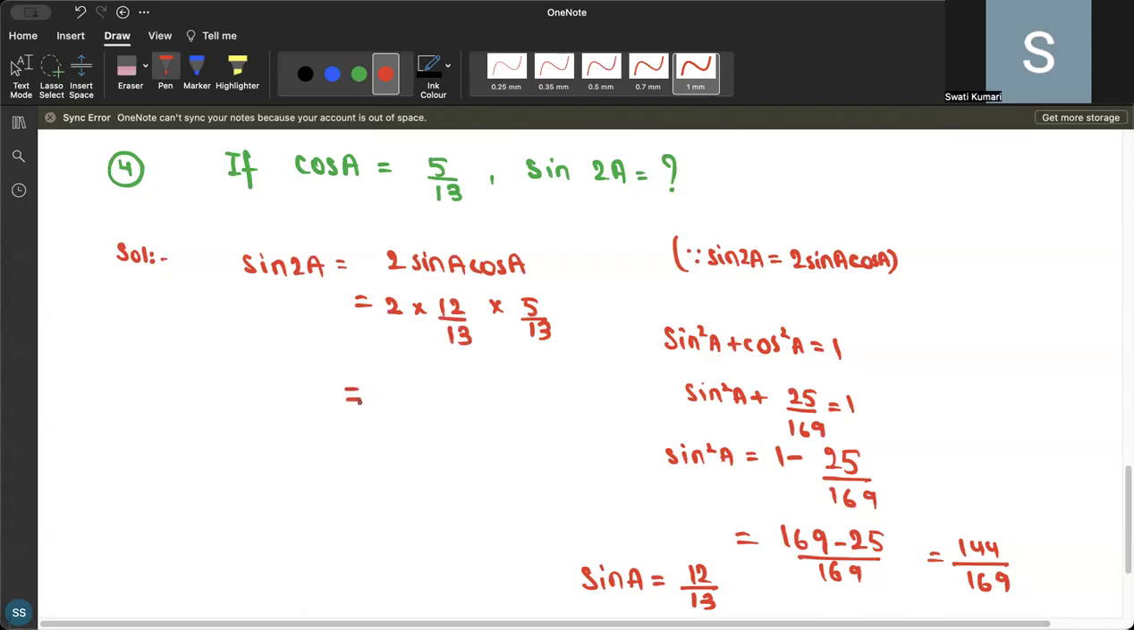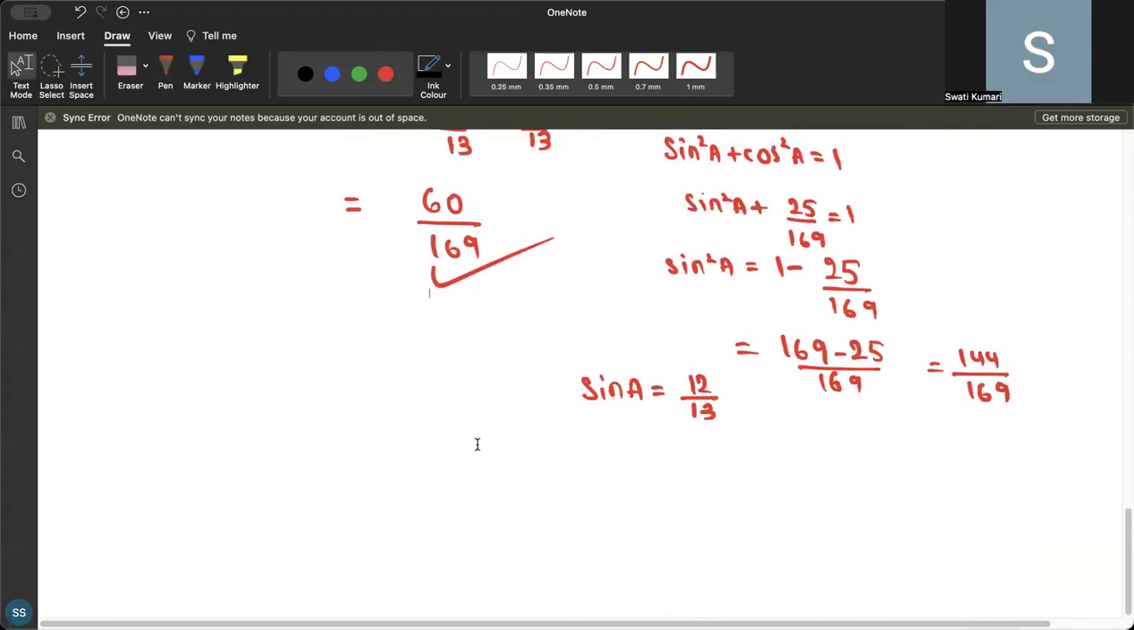And therefore, the value of sine 2A, we are getting 2 times 12, 24, 24 times 5, 60, and 13 times 13, 169. And that's the answer. We cannot simplify this further, so that's why 60 over 169.